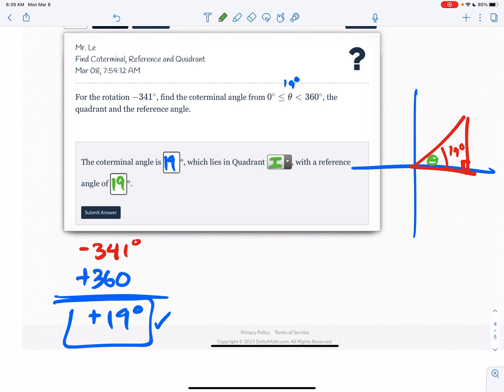That's it. Go ahead and practice. Again, we're connecting 3 parts that we've learned so far: quadrants, reference angles, and coterminal angles. We're just putting it all together. Okay? Text me if you have any questions.